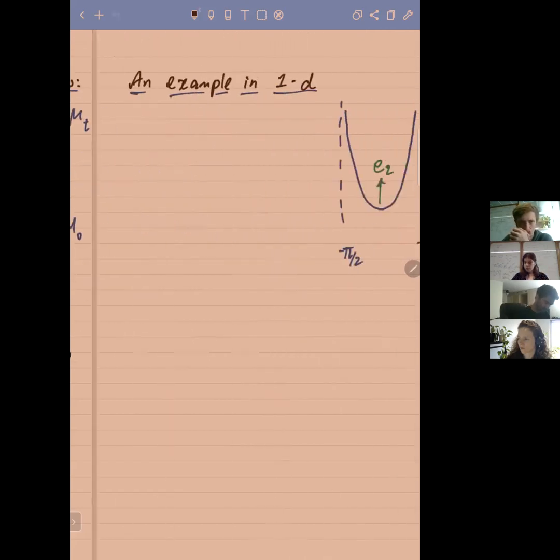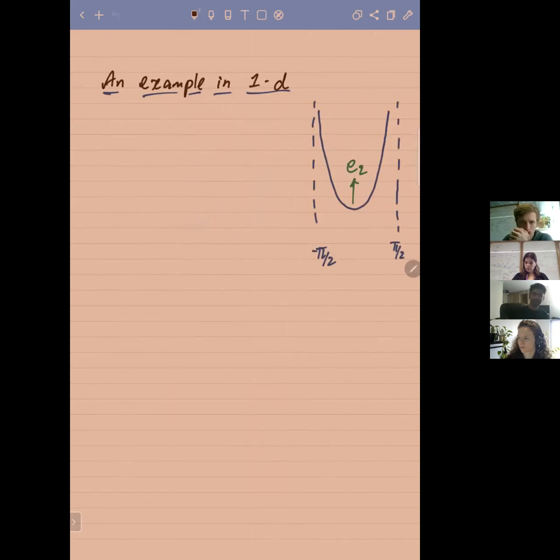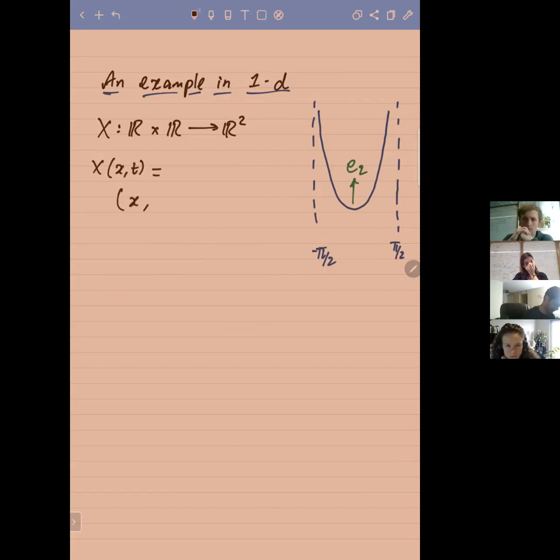Let me see. Okay. So I'll give you an example of a translator. So this is in dimension 1. Let me write the parameterization of this object first. Think of X as a map from R, the parameter space, which exists for all time, and you're mapping into the plane. So X of x comma t is given by: the first coordinate is just x, the second one is t plus log secant of x.